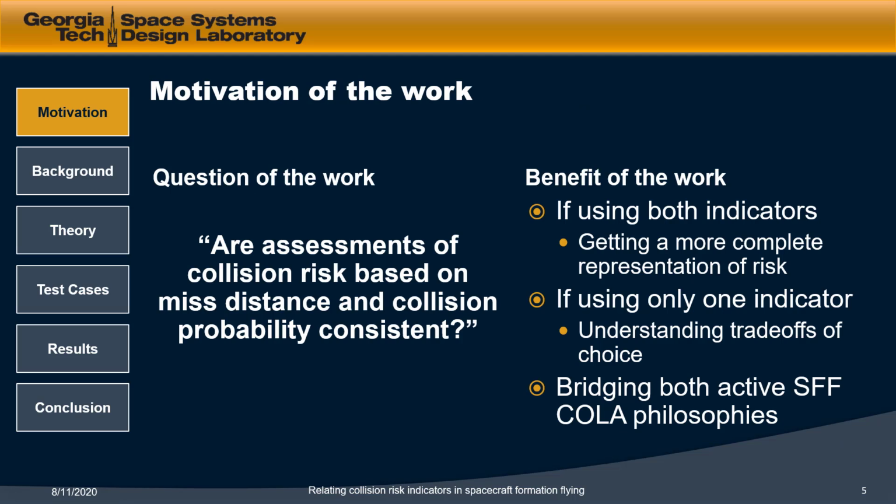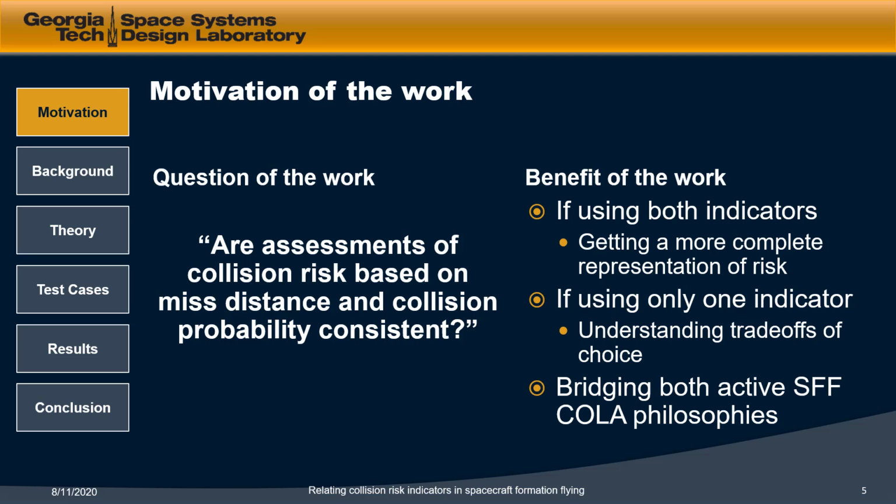The main intention of this work is to check if collision risk assessments based on missed distance and collision probability are consistent. In other words, we would like to understand whether or not conclusions drawn from one class of collision risk indicator hold when examining the other class of indicator. Investigating this question has many benefits.